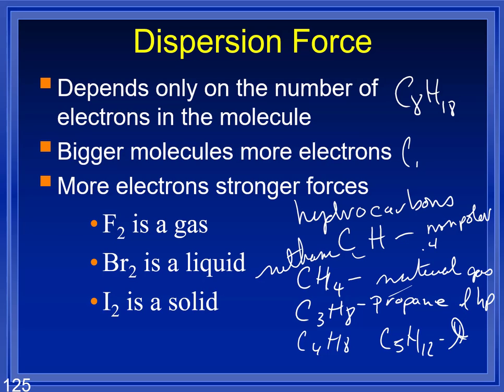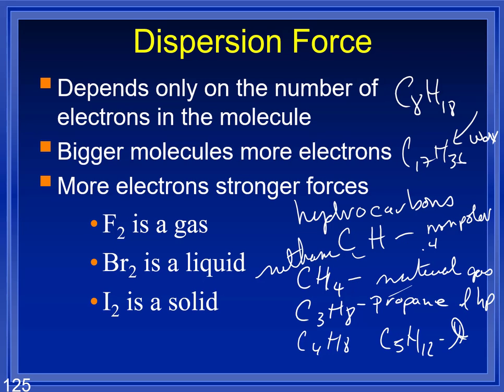Now, once you get to about C17, you get wax, a solid. So if it gets big enough, this force is strong enough to keep it a solid. So waxes are carbon and hydrogen with big molecules. They stick together. Propane and butane, middle-sized molecules, they stick together a little bit, but they don't stick as well because they don't have as many electrons. So that's one place you see it.